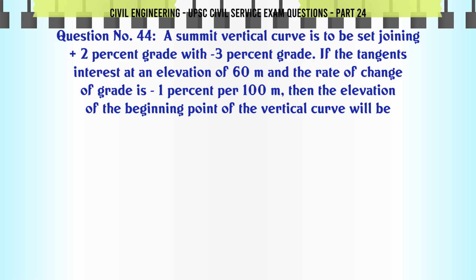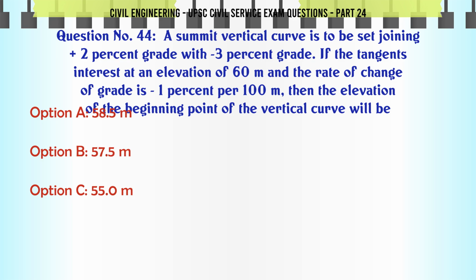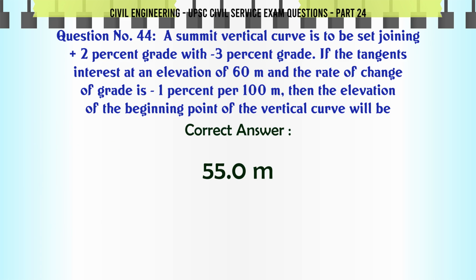A summit vertical curve is to be set joining 2% grade with 3% grade. If the tangents intersect at an elevation of 60 m and the rate of change of grade is 1% per 100 m, then the elevation of the beginning point of the vertical curve will be A 58.5 m, B 57.5 m, C 55.0 m, D 52.5 m. The correct answer is 55.0 m.